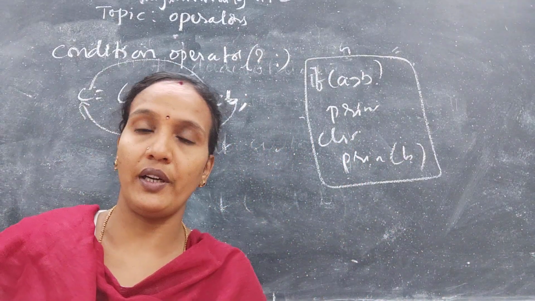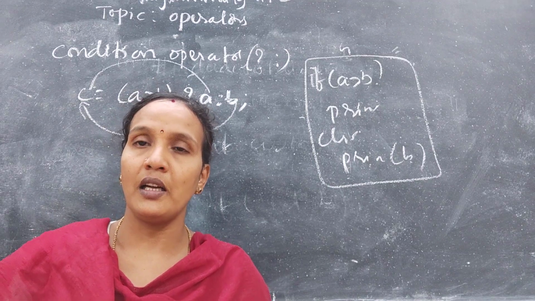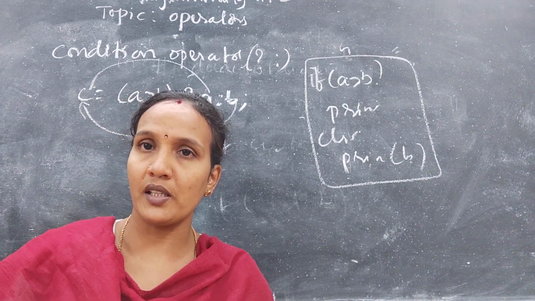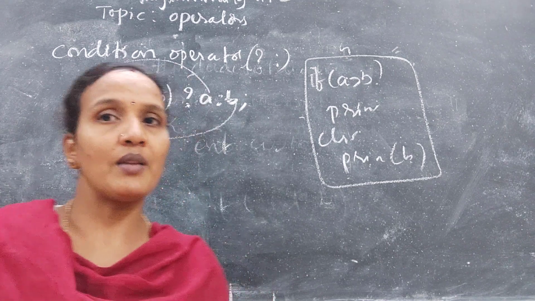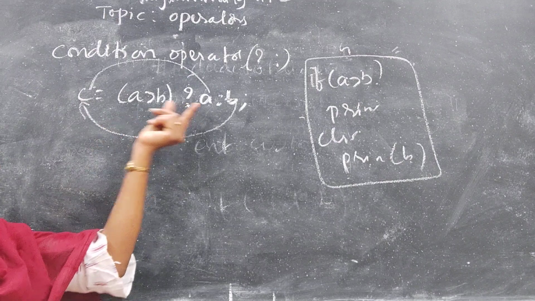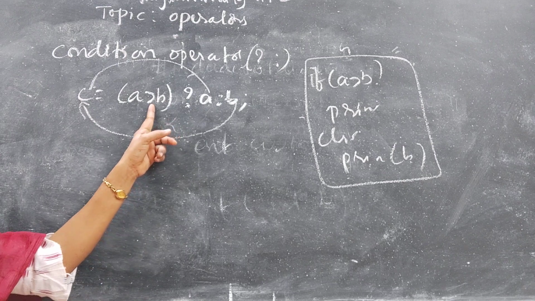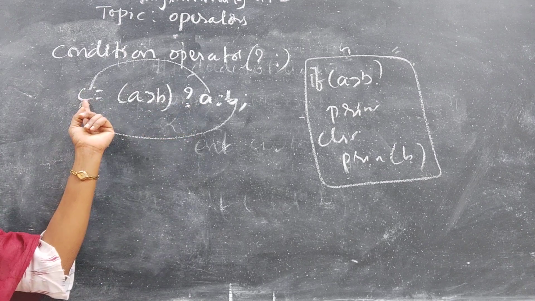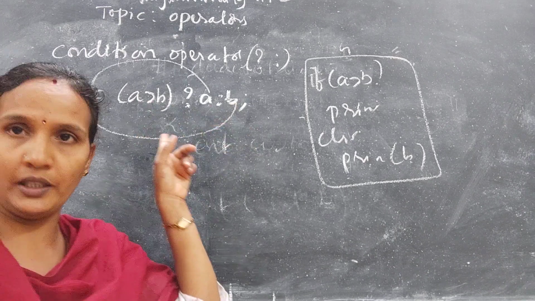This is very, very important. You can expect this question as a short answer also. The conditional operator is a combination of two operators: one is the question mark and the second is the colon. The question mark is used to separate the relational expression and the operands. If the relational expression is true, the first value is stored in c. If it is false, the second value is stored in c.